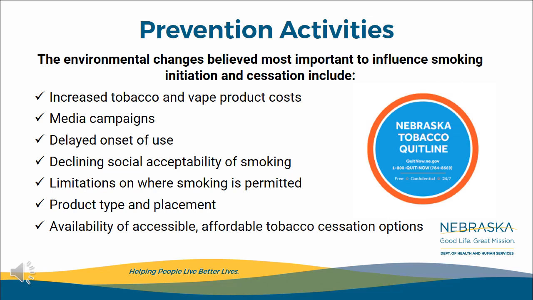The following are environmental prevention activities that are highly influential in reducing tobacco use among all ages. These include increasing tobacco and vape product costs, media campaigns, delayed onset of use, declining social acceptability of smoking, limitations on where smoking is permitted, product type and placement, and availability of accessible, affordable tobacco cessation options. Prevention coalitions and organizations may already be working to implement some of these strategies within your community.